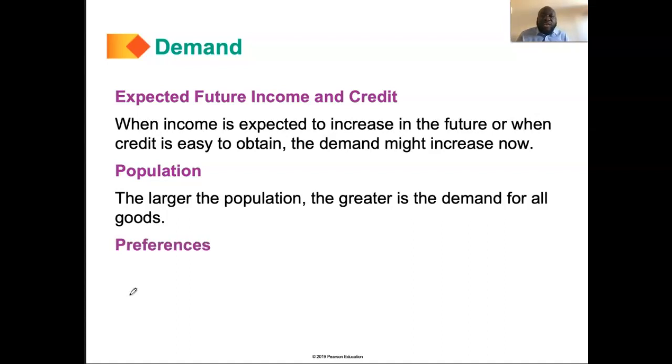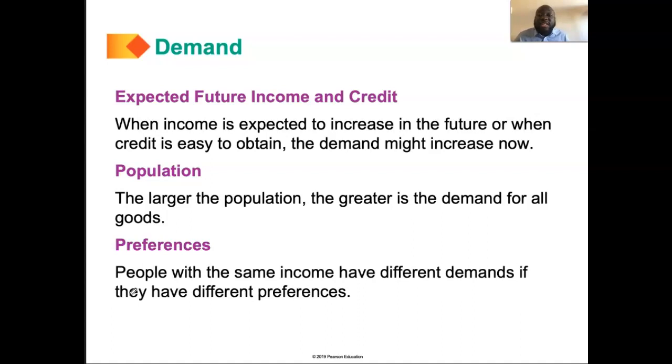Okay. We also have preferences, right? So if something becomes trendy, more people tend to buy it. And if something becomes less trendy, people tend not to buy, so demand decreases. Okay. So that essentially is demand.